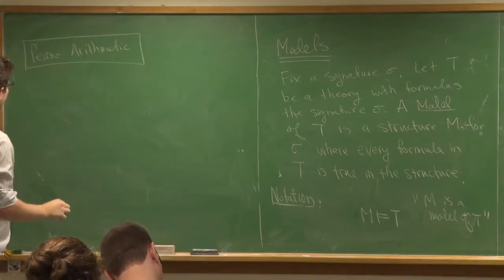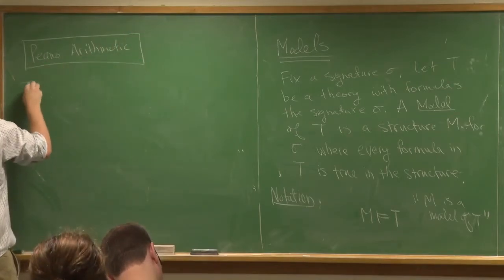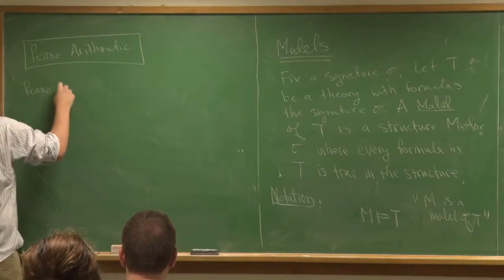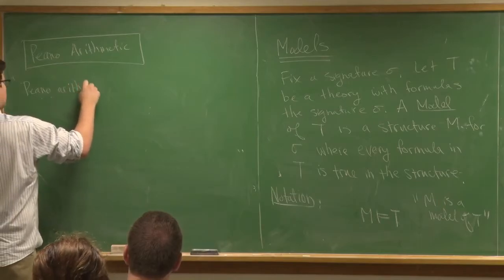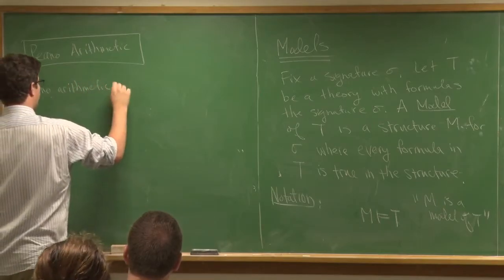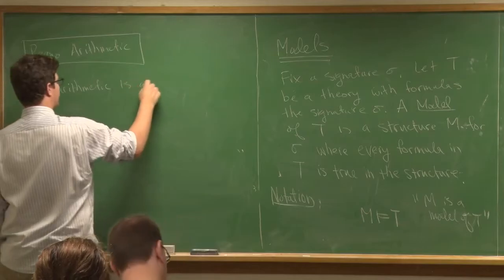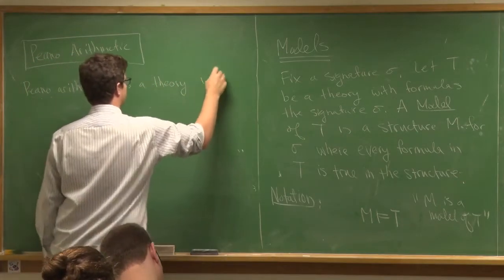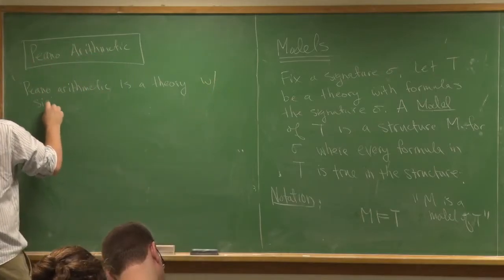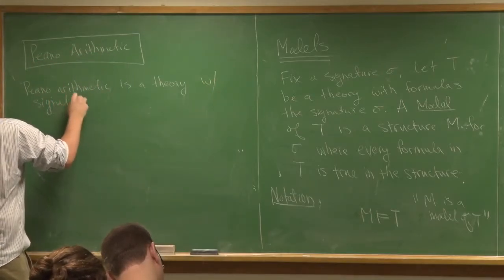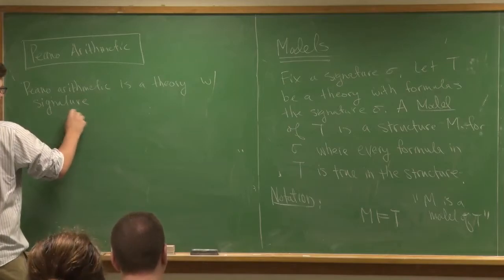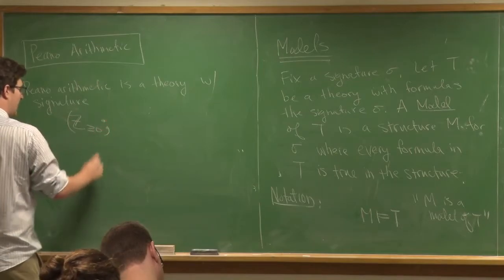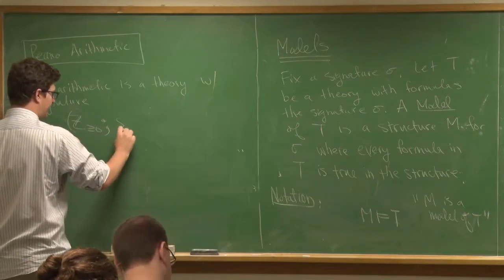Okay, so here are the axioms. So Peano arithmetic is a theory with the signature, okay? So I'm going to include 0. And then we have this guy, so this is the successor function.